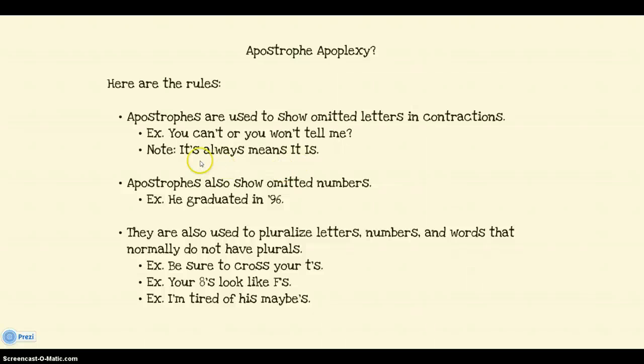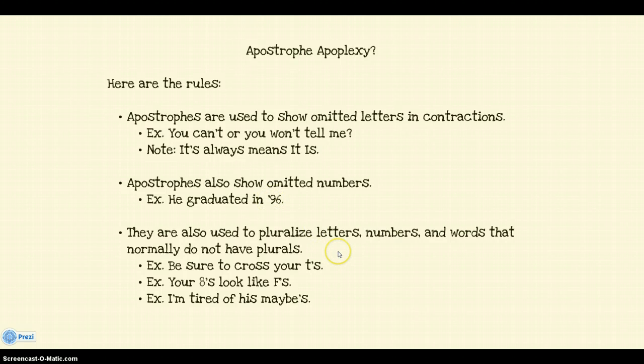Now, there is a note here. IT apostrophe S always means it is. It is a contraction. It is not a possessive word. So if you can put it is in there, then you want IT apostrophe S. Now, you also use apostrophes for omitted numbers, like he graduated in '96. I don't want to write 19, apparently, so I just write an apostrophe instead.